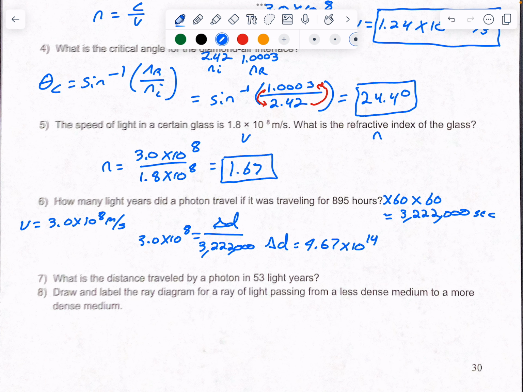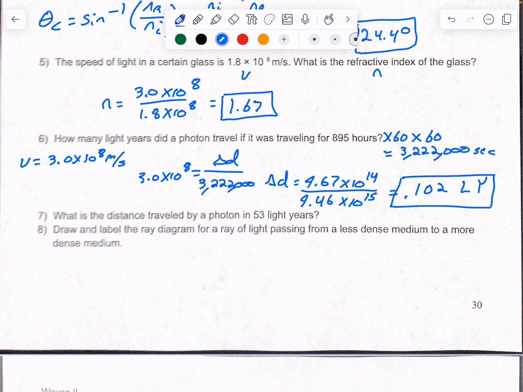Now it says how many light years is it? If I asked you how far did it travel in that time, then you'd be good. But remember, a light year is 9.46 times 10 to the 15th meters. So you're going to divide by 1 light year, 9.46 times 10 to the 15th, because that is what 1 light year is. And so that means you get 0.102 light years.